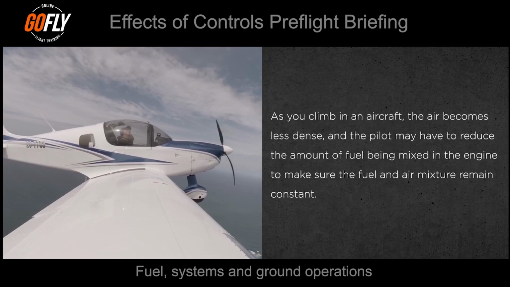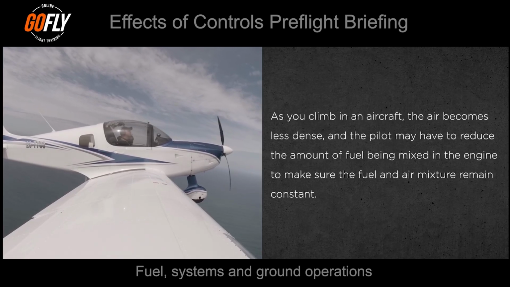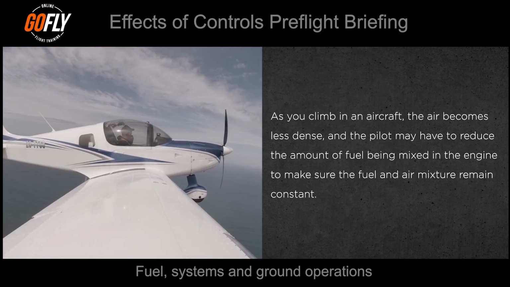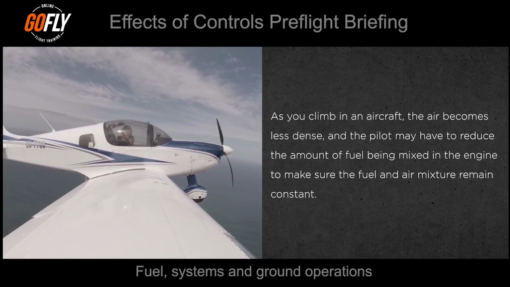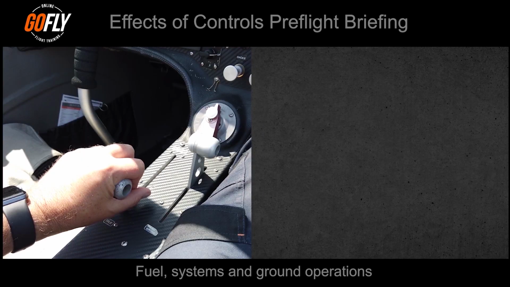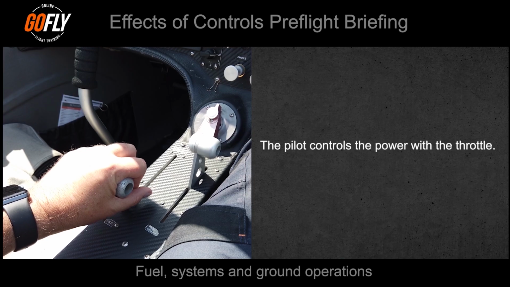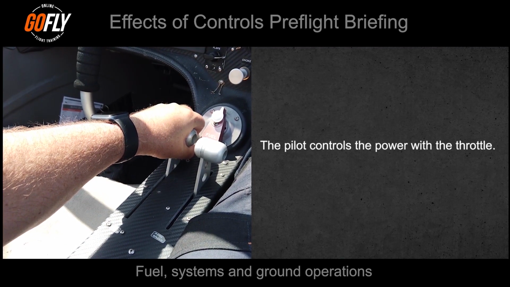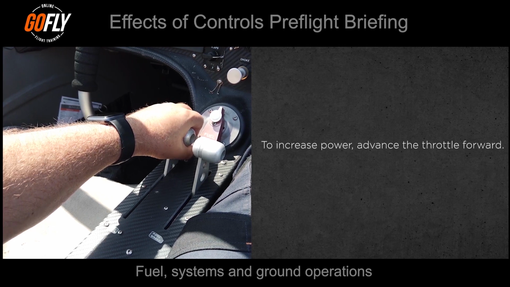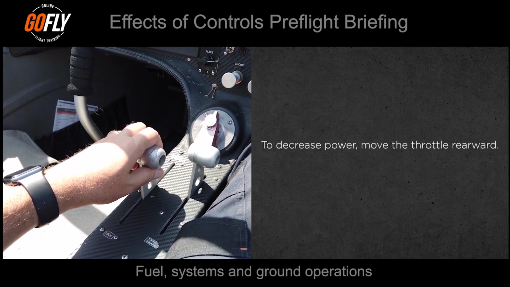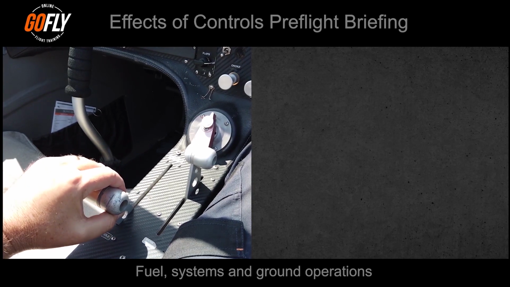As you climb in an aircraft, the air becomes less dense, and the pilot may have to reduce the amount of fuel being mixed in the engine to make sure the fuel and air mixture remain constant. The pilot controls the fuel-air mixture with the mixture control. The throttle controls the amount of fuel and air mixture being distributed to the aircraft engine cylinders for combustion. To increase power, advance the throttle forward, and to decrease power, move the throttle rearward.